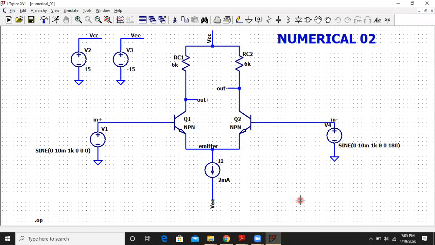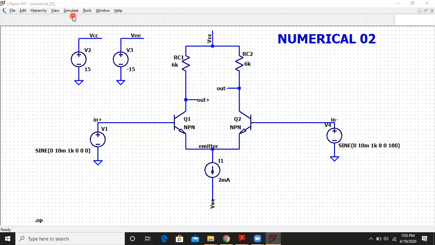Okay, so this is our numerical number 2. My RC1 and RC2 are 6 and 6K, and we have a 2 milliampere current source over here. In the first case, we will simulate it only for DC analysis and check our DC conditions. So let us do that. We'll go to simulate and run.